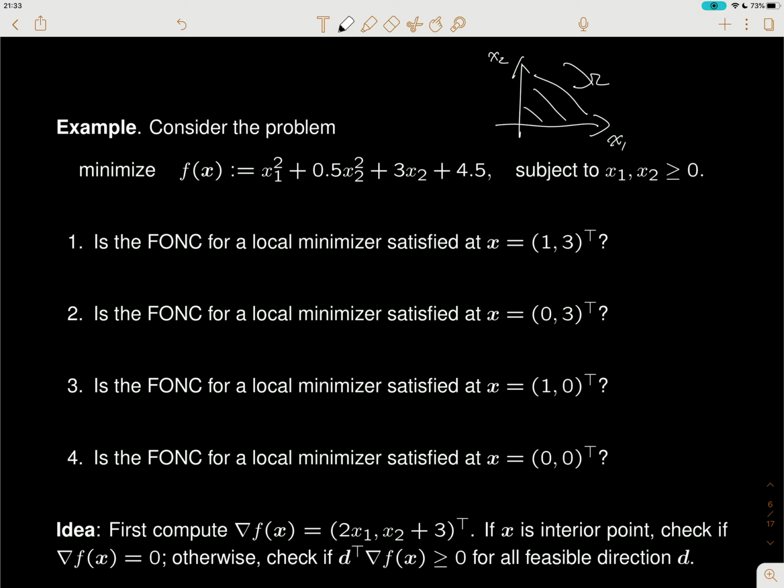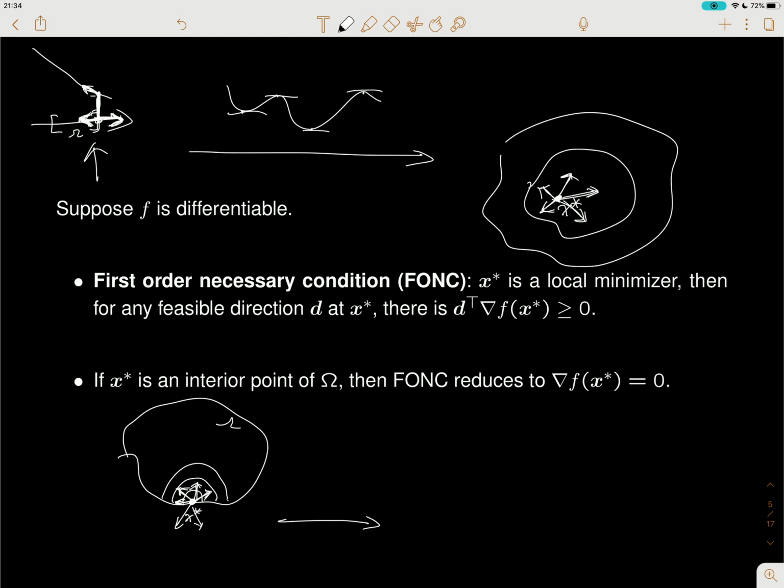The first question is whether this first order necessary condition is satisfied at x equals (1, 3). Let me erase this shading. Remember that the whole first quadrant is omega. So it's x1, it's x2. Apparently this point here is an interior point. So that means any direction is a feasible direction. If I want to see whether the first order necessary condition is satisfied there, I just need to check if the gradient is 0 there, right? Because that's the second case we talked about. If it's an interior point, then the first order necessary condition is just that the gradient of f is 0 there.